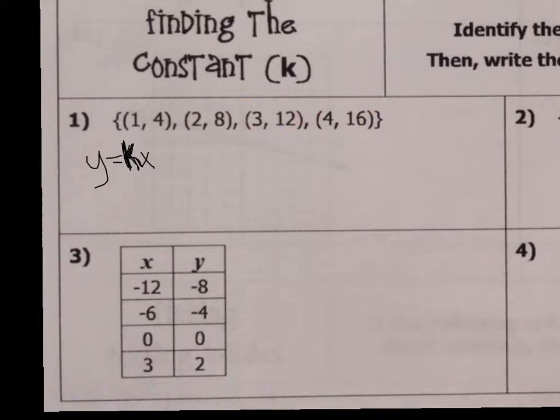So as we plug these in, I'm going to choose the first ordered pair, 1, 4. Remember that in an ordered pair, x is first and y is second. So I'm going to put a 1 in for x. I'm going to put a 4 in for y. And I'm trying to find the value of k, or the constant of variation. To solve for k, remember we divide both sides by what it's being multiplied by. And we can tell that 4 divided by 1 is 4. So our constant of variation, or the value of k, is 4.